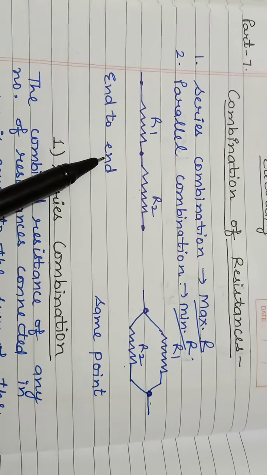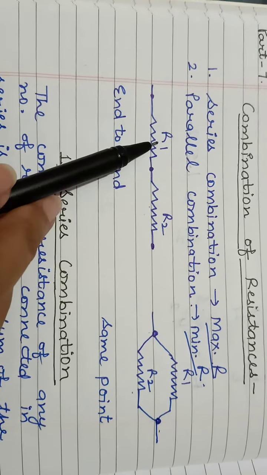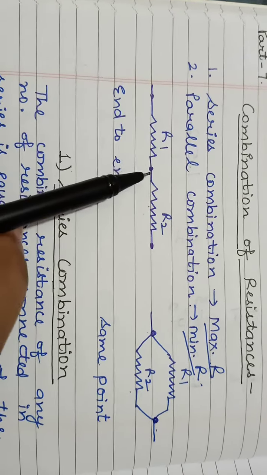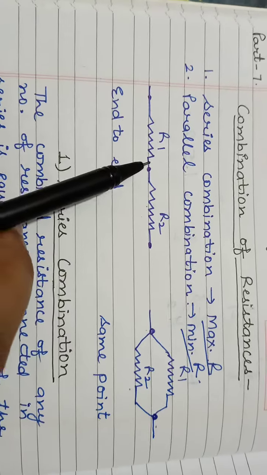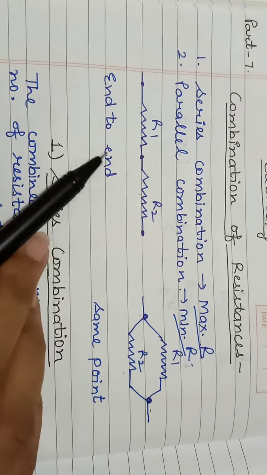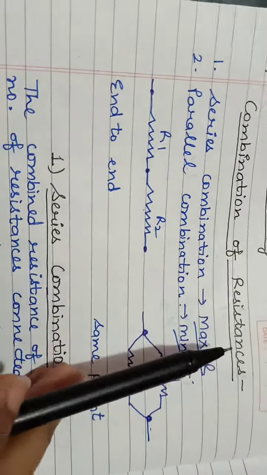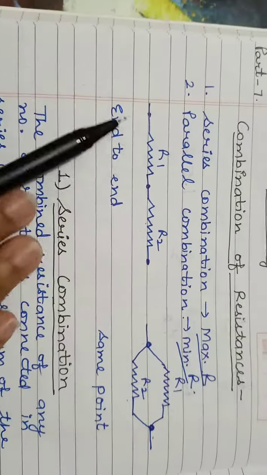This is the diagram to show the series combination. That means we have two resistances R1 and R2 and these are connected with each other by end-to-end combination. And this end-to-end combination is called series combination, which provides maximum resistance.